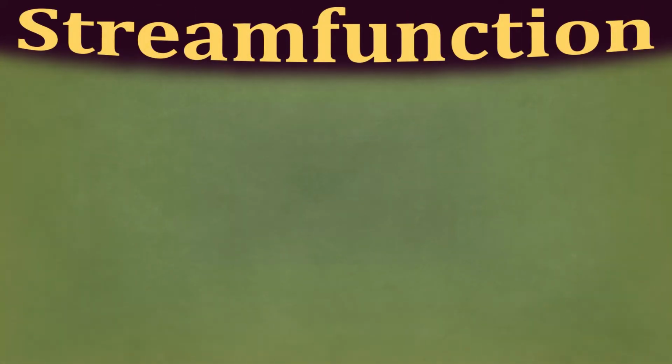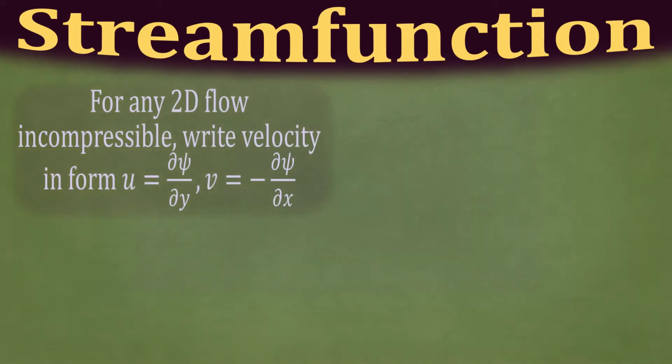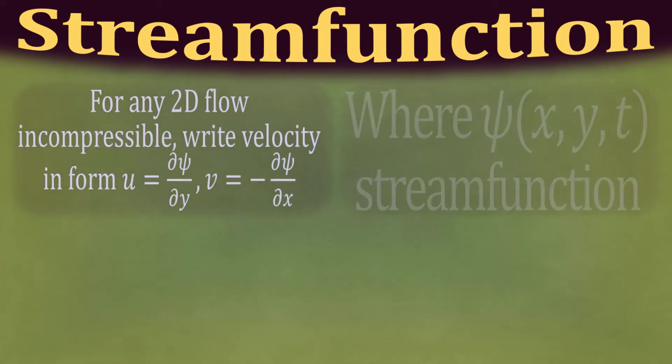Next, let's discuss the stream function. For any 2D flow that is incompressible, we can write the velocity in the form u is equal to the partial derivative of ψ with respect to y, and v is equal to the partial derivative of ψ with respect to x multiplied by -1, where ψ(x,y,t) is the stream function.